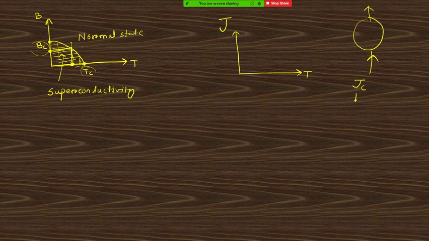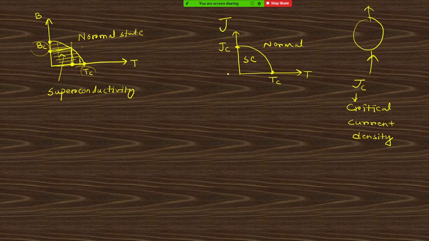Okay, so this is the critical current density, above which the material changes from superconductor to normal state. Here also the same nature, this is the TC and this is the JC. This is superconducting state, this is the normal state.